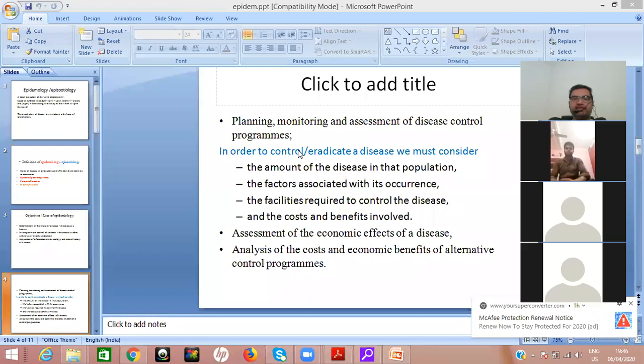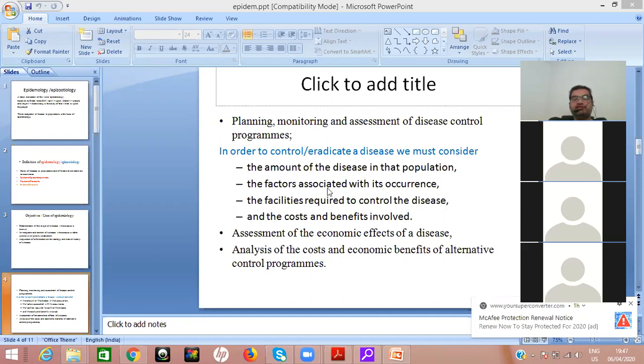What I'm trying to communicate is that the amount of disease is very important as far as planning for control strategy is concerned. Another factor is the factor associated with its occurrence. Planning, monitoring, and assessment of disease help in understanding the factors associated with the occurrence of a particular disease. Again, I'm giving the example of coronavirus, COVID-19, because this is a new disease. If we know the factors associated with the occurrence of COVID, we can go for a better control strategy.